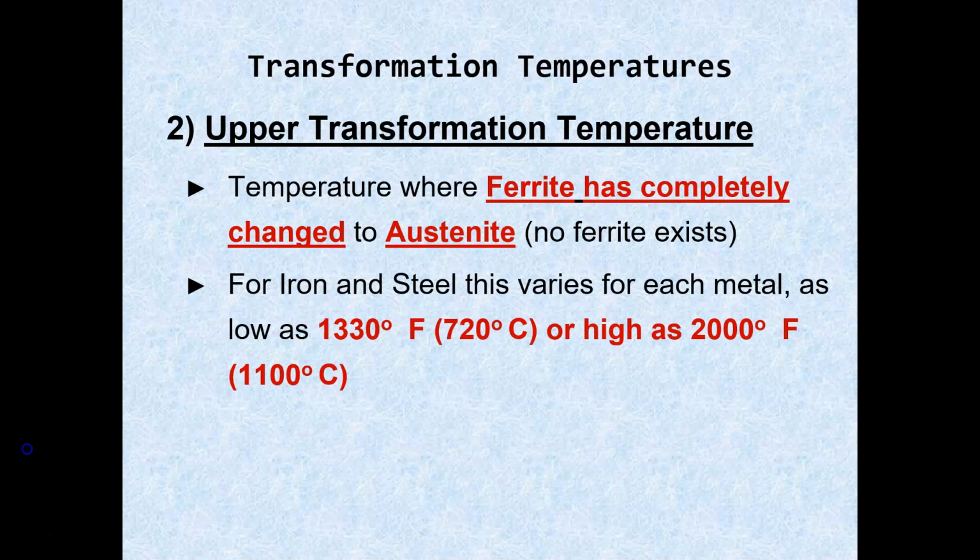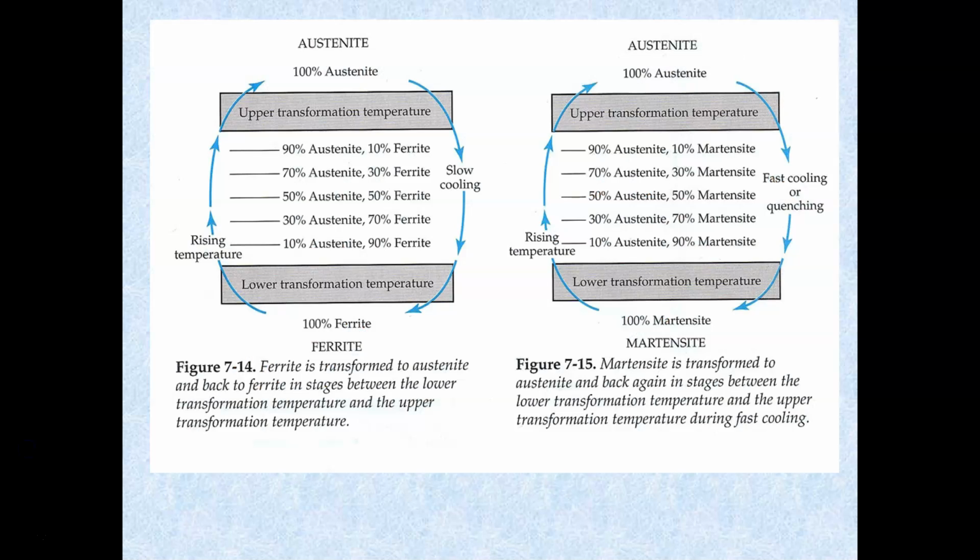The upper transformation temperature varies for each metal. It may be as low as 1,330 degrees or as high as 2,000 degrees Fahrenheit. And here's your austenitic chart. It shows you, as the temperature starts to rise, how the austenite and the ferrite percentages change as it gets hotter. And then once it gets above the upper transformation temperature, it is 100% austenite. And then if it slowly cools, it cools right back down to 100% ferrite. If we fast quench it over here, it turns into 100% martensite.